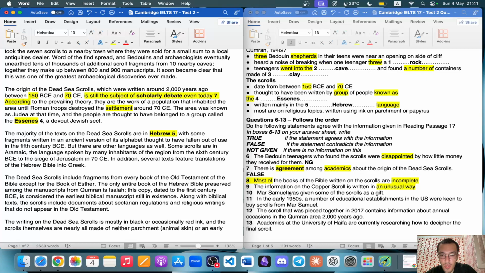So the information on the copper scroll is written in an unusual way. Most of the books of the Bible written on scrolls are incomplete.